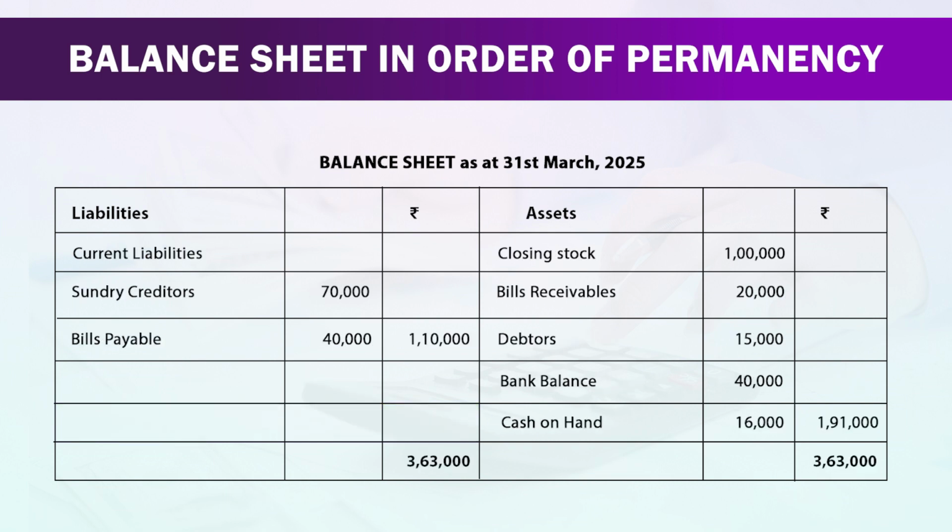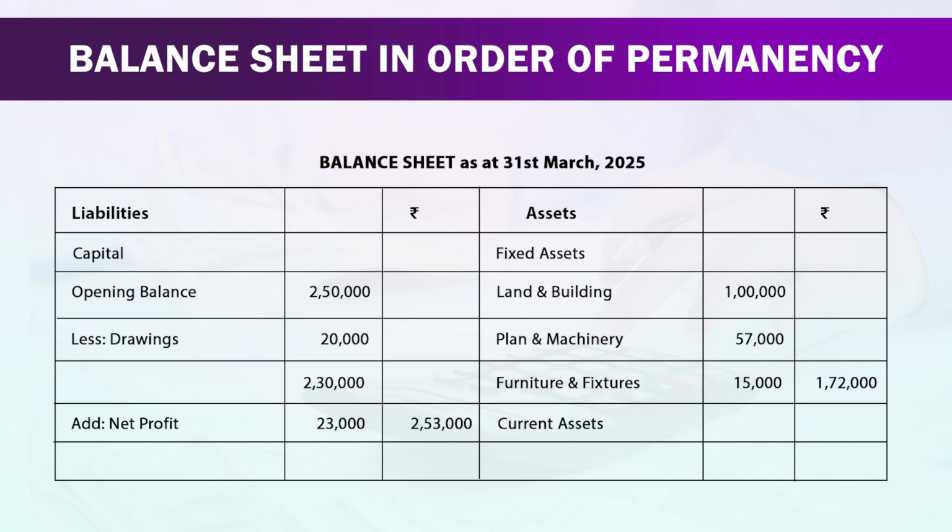Then we do not have any long term liability. We have not disclosed it. We are having current liabilities, sundry creditors 70,000, bills payable 40,000. Total of current liability comes to 1,10,000. Then after, we will deal with the items of fixed assets. Land and building 1 lakh, plant and machinery 57,000, furniture and fixtures 15,000. So, total of fixed assets is 1,72,000.